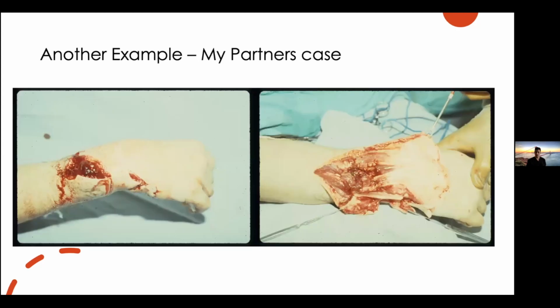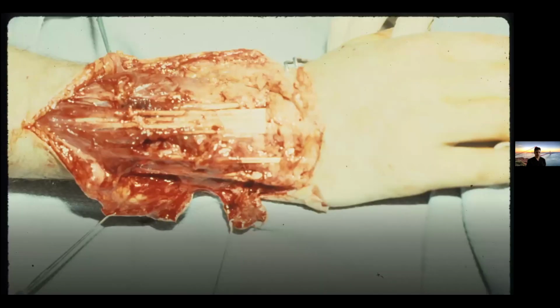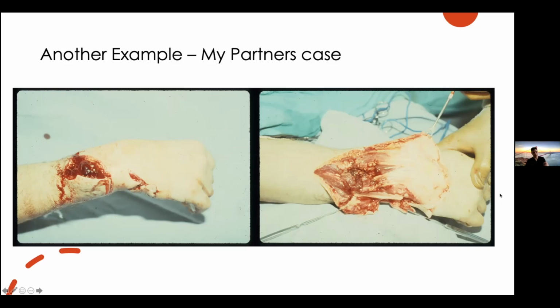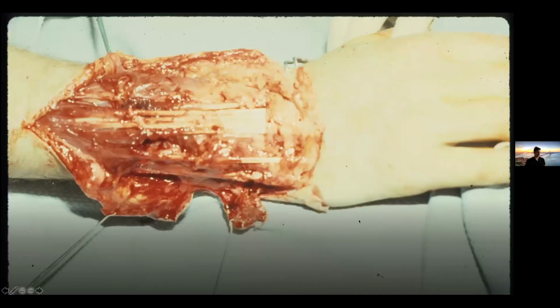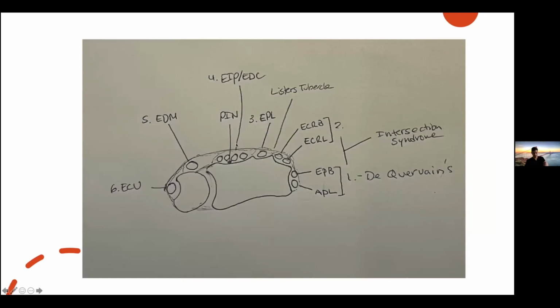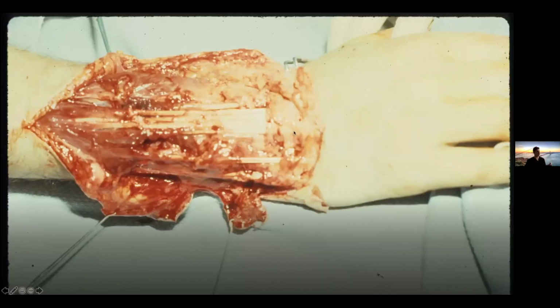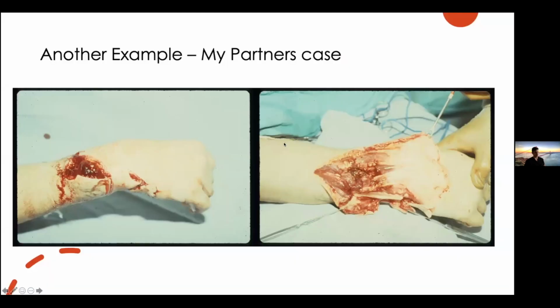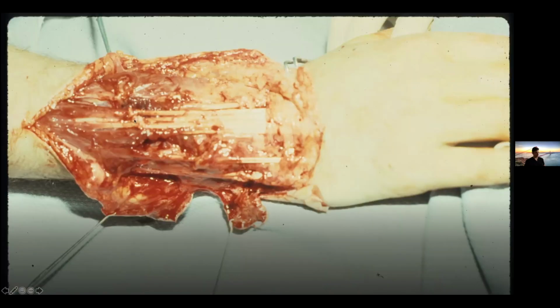I like this picture. This is a case of my senior partners. I don't have all of the details on this, but it was a glass injury for sure. Raise the flaps. I like it because you can see all of the compartments. You see EPL coming, you see the fourth compartment, fifth compartment, sixth compartment, and then you see the retinaculum coming across. This is just amazing anatomy. I don't know that you often get a case that has such amazing anatomy. You can see here all the tendons are severed all the way across, and this is after their repair. Quite nice.